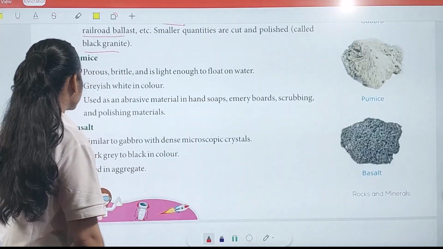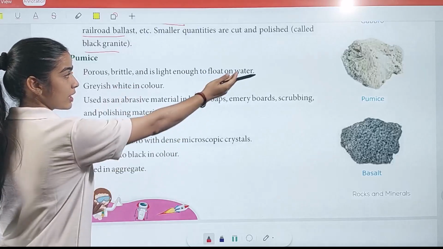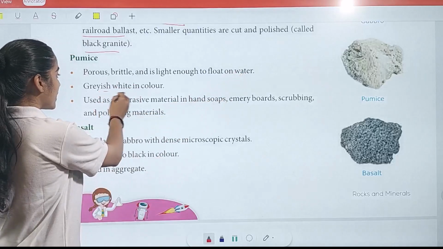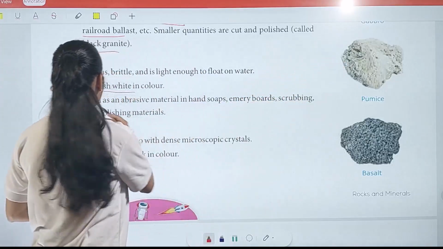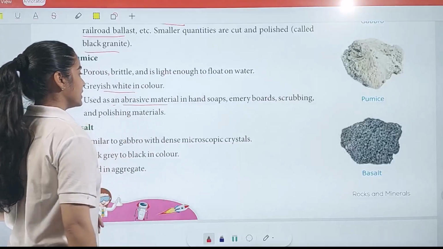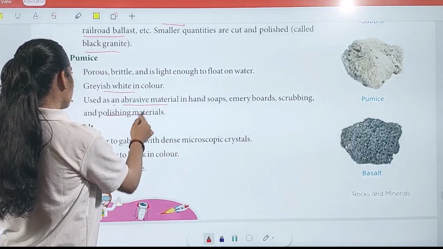Next we have pumice, which is porous, brittle, and light enough to float on water. This kind of rock is grayish white in color, as the picture suggests, and is used as an abrasive material in hand soaps, emery boards, and scrubbing and polishing materials.